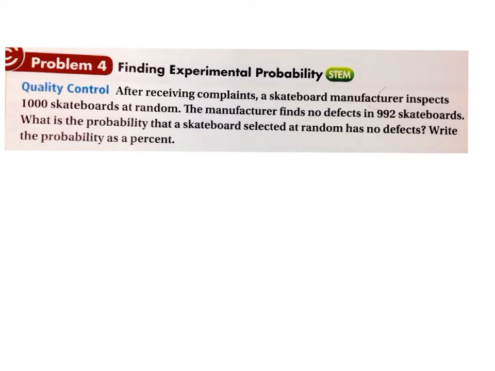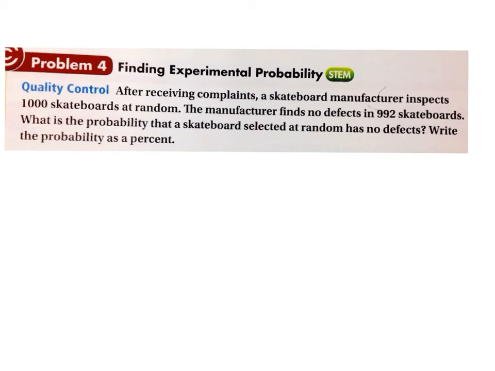All right, finding experimental probability. We don't actually have to do an experiment here. They're telling us what happened in this situation. So this is why it's experimental. A skateboard manufacturer inspects 1,000 skateboards at random. The manufacturer finds no defects in 992 skateboards. What is the probability that the skateboard selected at random has no defects? Write the probability as a percent.